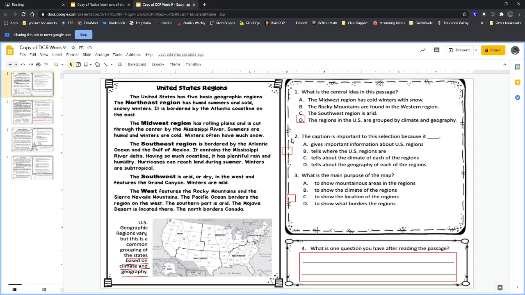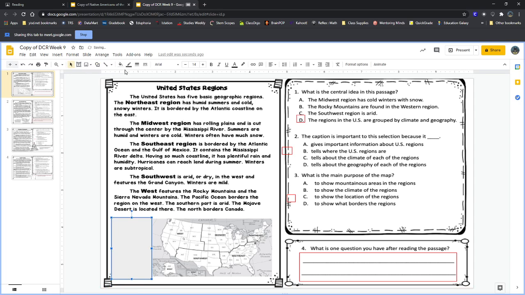Number two, the caption is important to the selection because it blank. So this one is just asking us about our caption. I'm just going to put a box over the whole thing. Make it a transparent box. I want to cover up the caption. The caption is important to the selection because it blank.